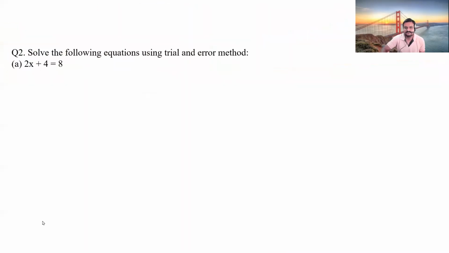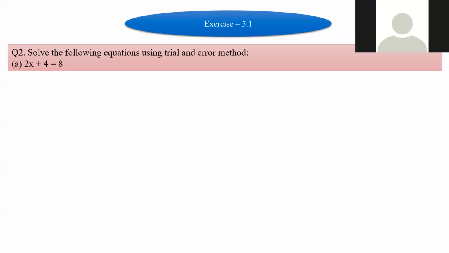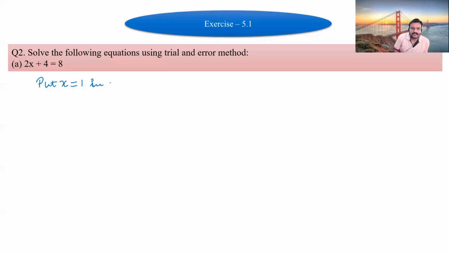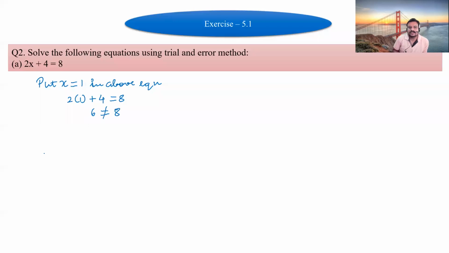Okay, next one. Now next is the trial and error method. Who will try this trial and error method? First one. Yes, Om Jadhav. Sir, first we will put x is equal to 1 in the above equation. So what we will get? 2 into 1 plus 4 is equal to 8. So 6 is not equal to 8.